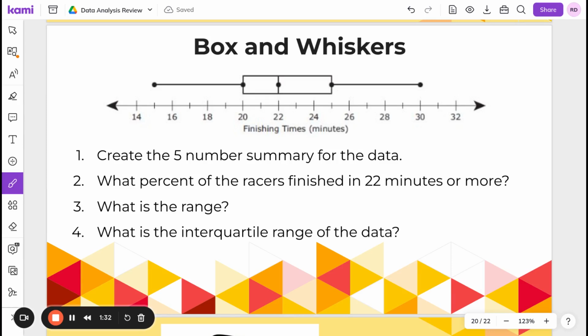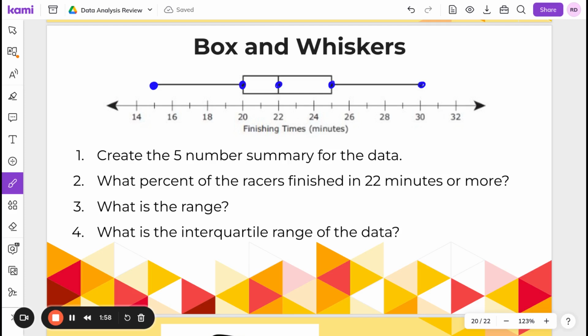Our next type of graph is a box and whiskers plot. Your box and whisker plot is always going to be a model that is drawn above a number line. Your number line is telling you the value of the dots. If you look here, you have 1 dot, 2 dots, 3 dots, 4 dots, and 5 dots. Each of these 5 dots represents your 5-number summary.